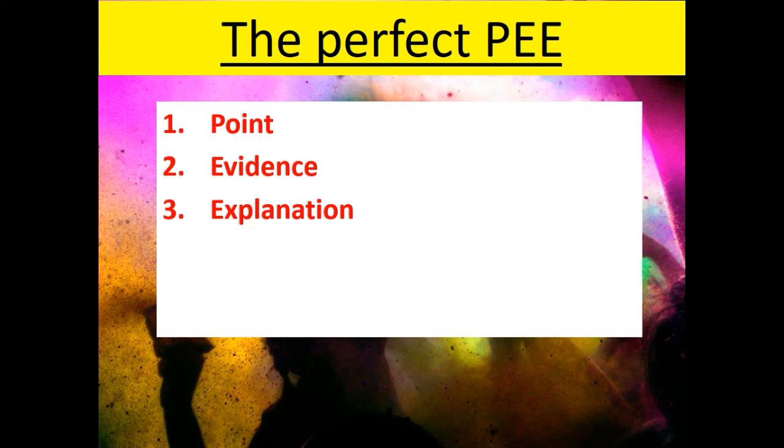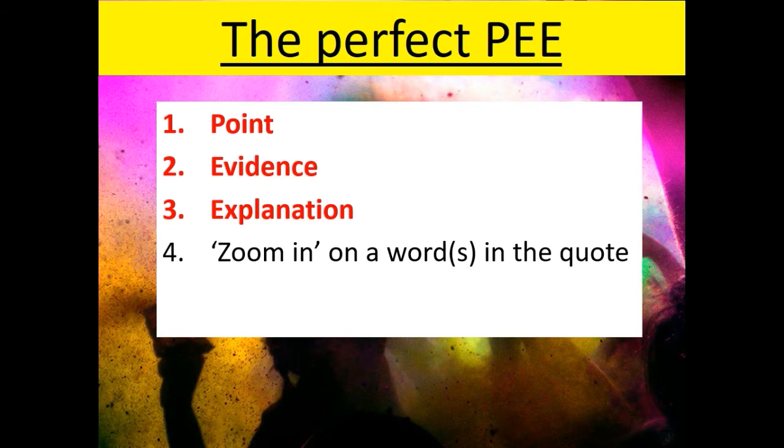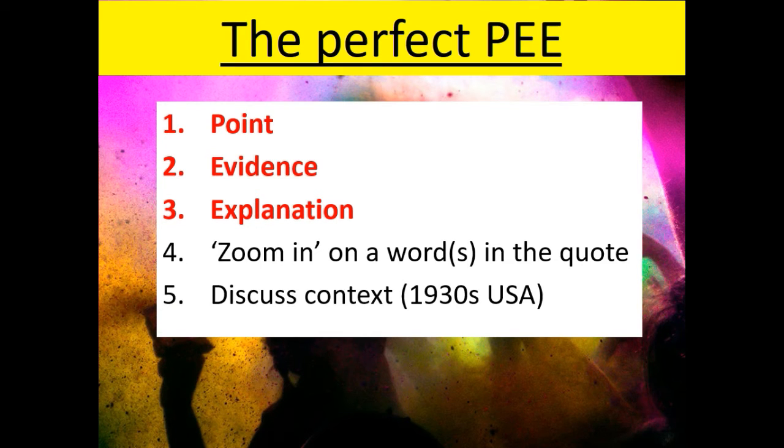Basically I'll make a point, give a quote, and then my explanation is saying how my evidence proves my point. Then I'm going to zoom in on the words in the quote and discuss context. What I mean by zooming in is we're going to pick out a phrase or a couple of phrases from each quote and explain them and talk about why those words have been chosen. And then I'm going to talk about 1930s America.